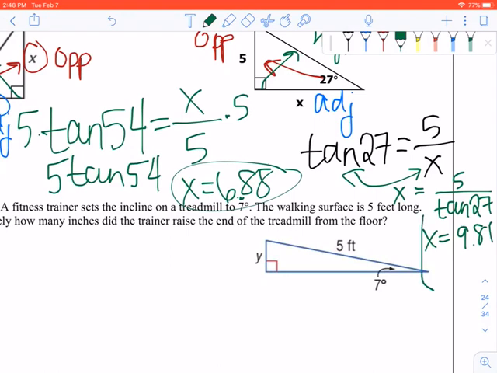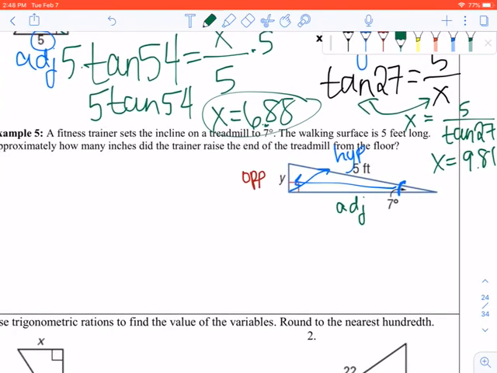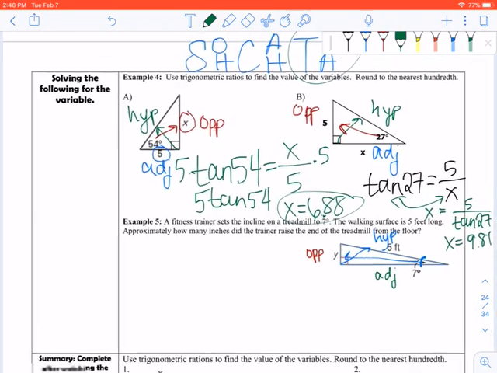Okay? Now, last one. The triangle's labeled. I know it's a story problem, but everything's labeled. In this one, my angle down here is 7. So I want to label my sides. The opposite one would be y. And then in this one, I have the hypotenuse, which would be 5. And I don't have the adjacent side. There's nothing there, so I'm not going to use it. I'm using opposite and hypotenuse.